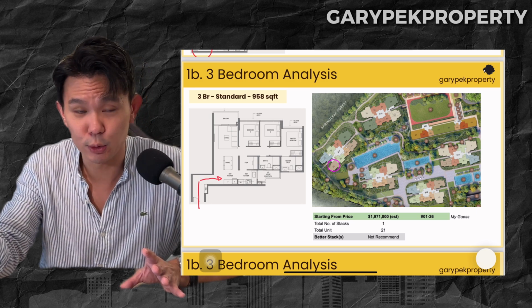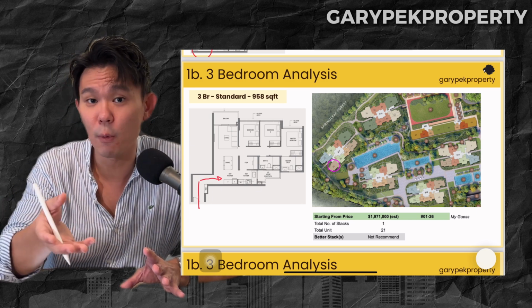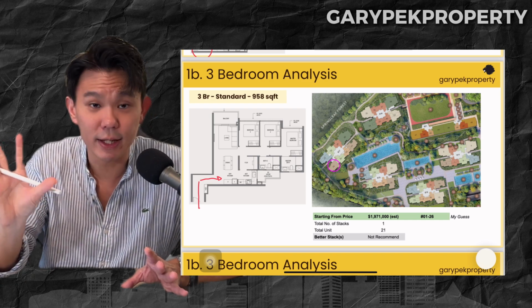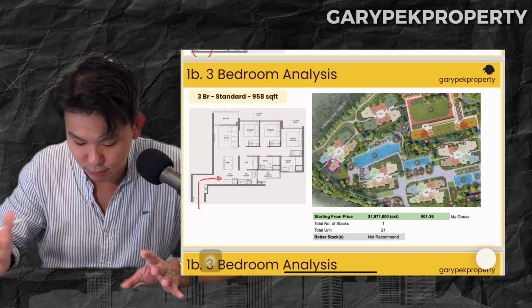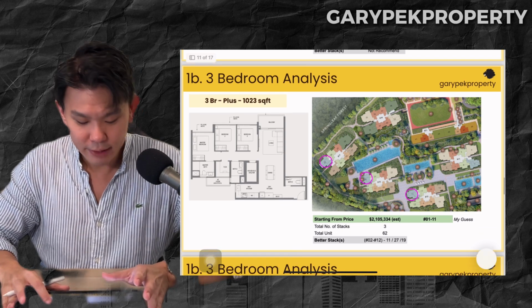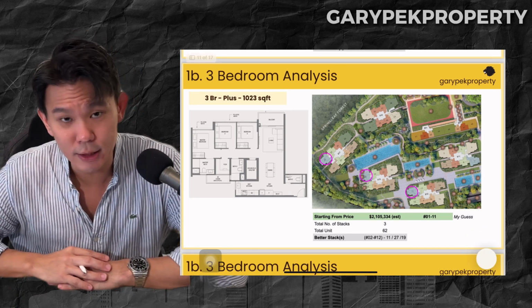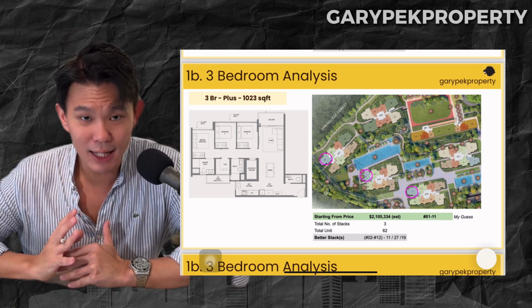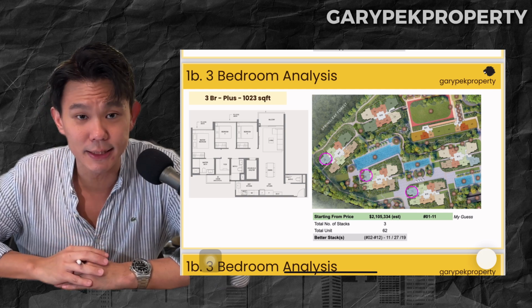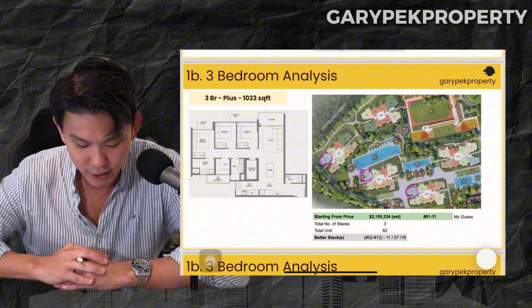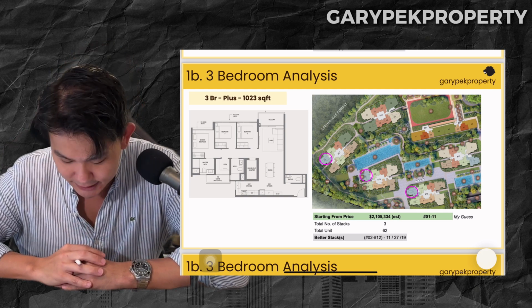And in fact, that should land you at a lower price at around 1.8 million. Basically, this 958 square feet is not my preferred choice for this Springleaf Residence. Okay, moving to the biggest 3-bedroom, which is the Plus model. There are 2 different kinds: the 1023 square feet and the 1076 square feet.